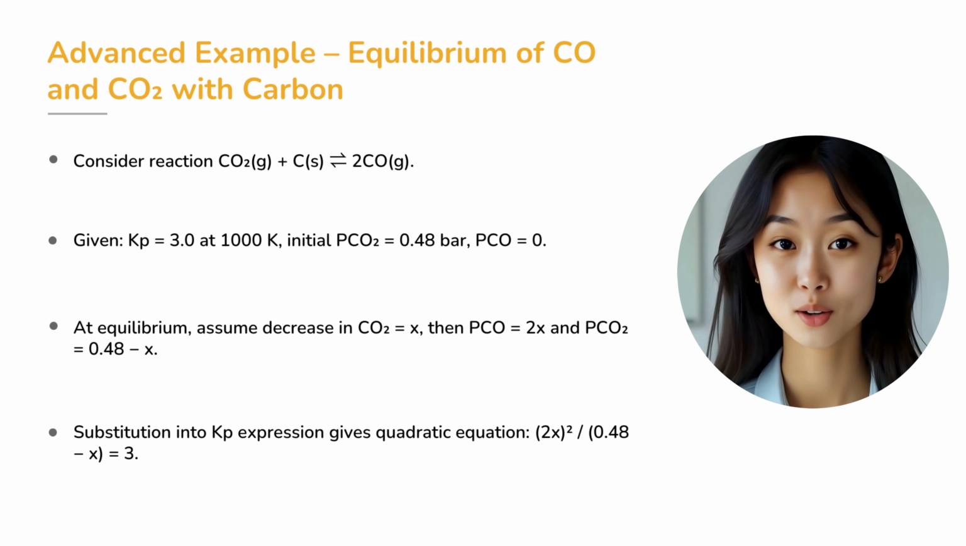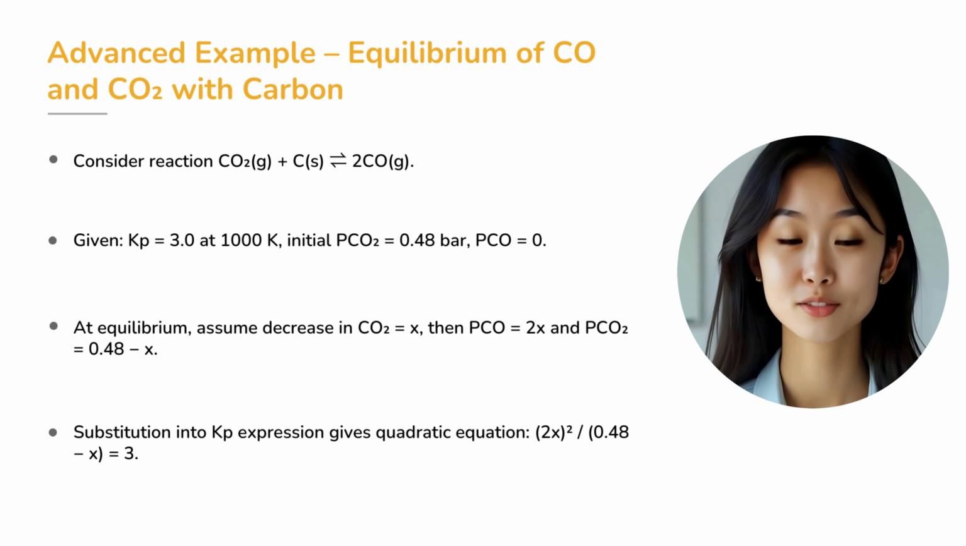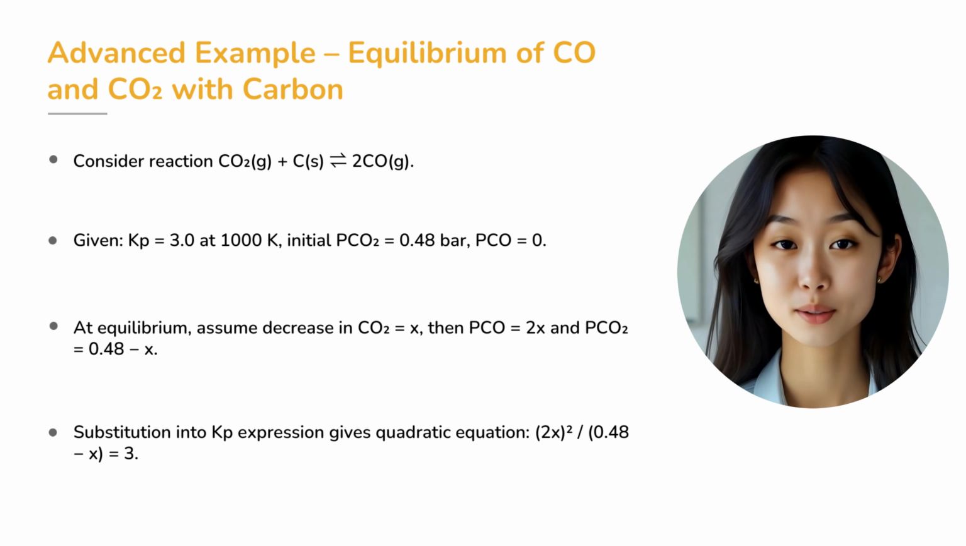Let's solve a numerical example to understand better. Consider the reaction carbon dioxide gas plus solid carbon gives 2 carbon monoxide gas. Here, Kp is 3 at 1000 Kelvin. Initially, PCO₂ is 0.48 bar and PCO is 0. At equilibrium, let the decrease in pressure of CO₂ be x.